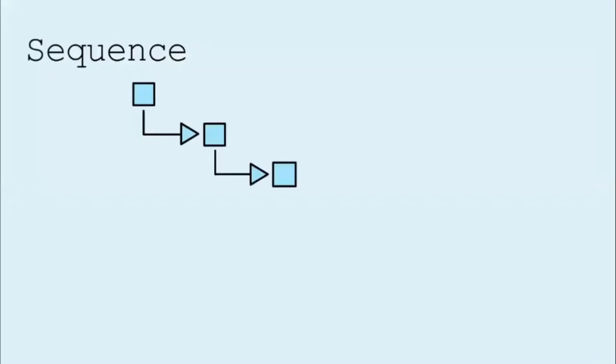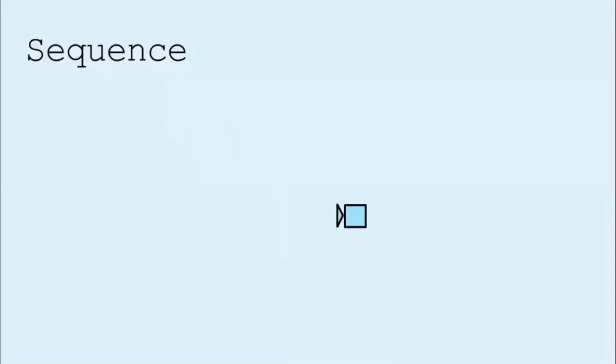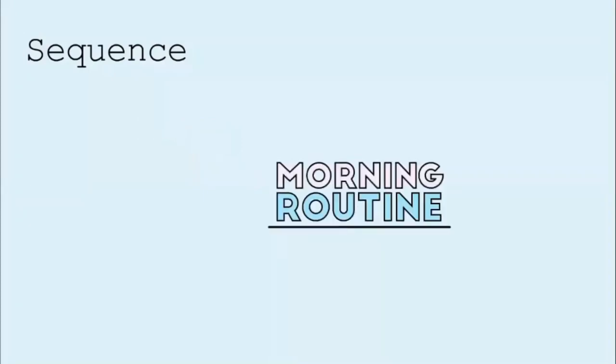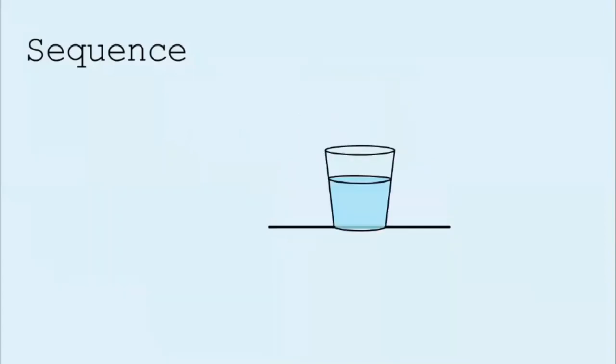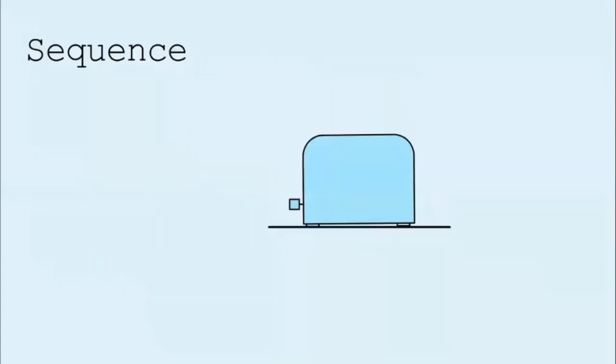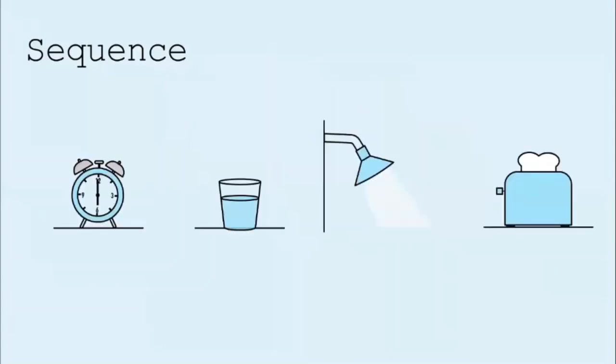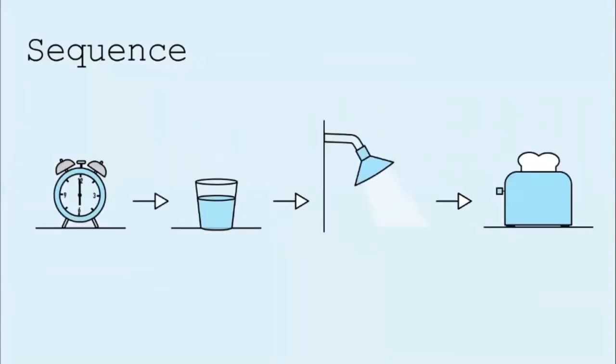A sequence is a series of actions that are completed in a specific order. Action 1 is performed, then action 2, then 3, etc., until all of the actions in the sequence have been carried out. A sequence we do every day is a morning routine. You might wake up, drink some water, take a shower, eat breakfast, and so on. Everyone's routine is different, but they're all made up of a sequence of various actions.